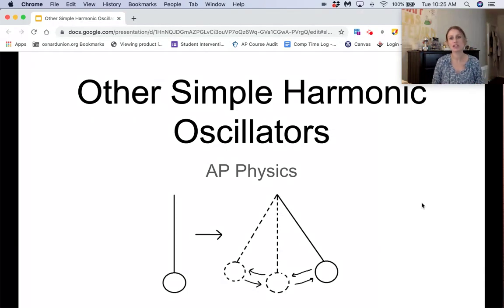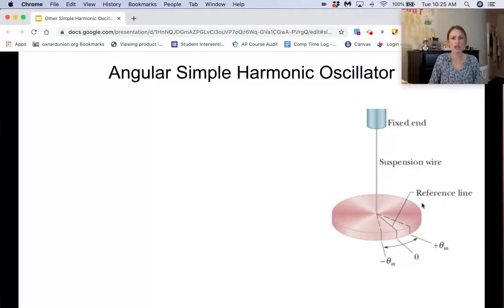Everyone, this lecture is going to be about other simple harmonic oscillators, other than a mass on a spring like we've been talking about for a long time. The first thing we're going to talk about is an angular simple harmonic oscillator.